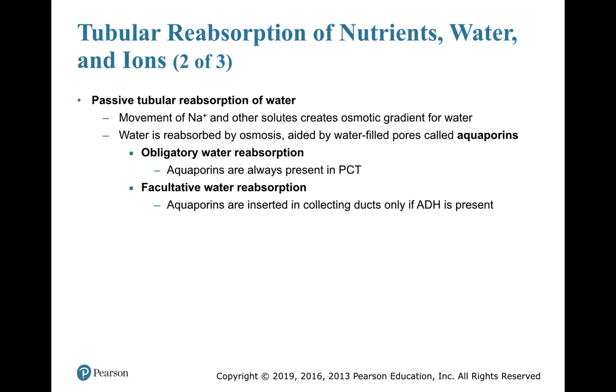So the movement of sodium and other solutes is going to create an osmotic gradient for water, and water will be reabsorbed by osmosis. That would be aided by those aquaporins, water-filled pores. So we get some obligatory water reabsorption. The aquaporins are always present in the proximal convoluted tubules, and then we get facultative water reabsorption. We insert aquaporins in the collecting ducts, and that happens if the hormone, antidiuretic hormone or ADH, is present.